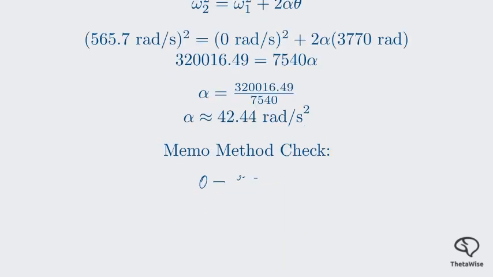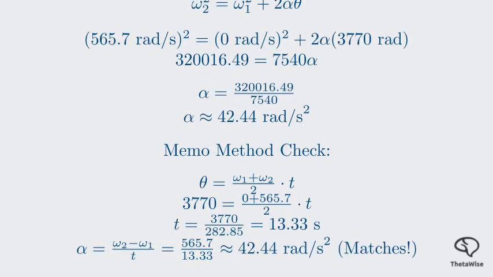The memo uses a different method. It first calculates the time t using the average angular velocity formula. Theta equals the average angular velocity times t. Then it uses the formula alpha equals change in omega over change in time. Both methods are valid and lead to the same result. The kinematic equation is often more direct.